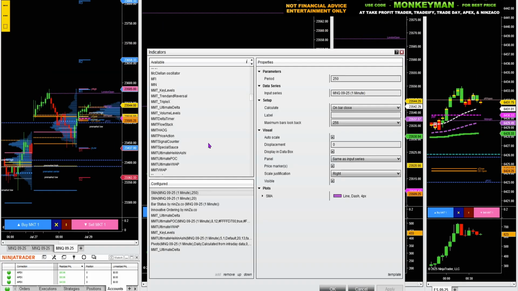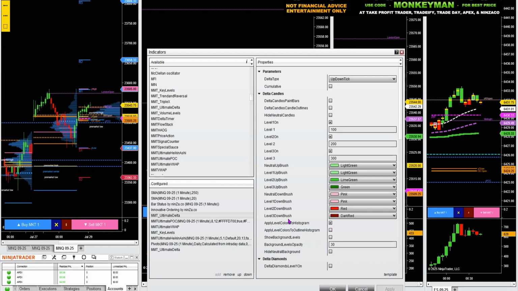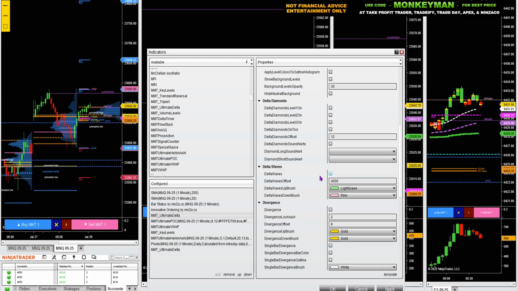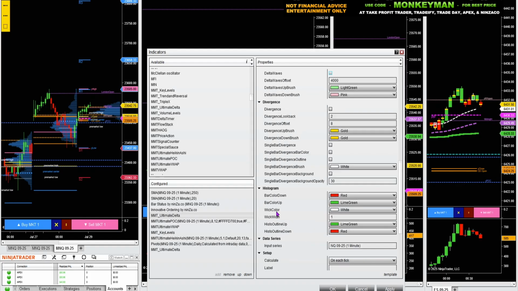So here are the chart settings for the 1 minute chart. I've got a 250 SMA, a 20 SMA. I've got the ultimate delta on the chart, levels 100, 200, and 300. This is in per bar mode. Don't need those delta waves on. I've got the wick color set to white so I can see it on the black background. Then I've got an input series of the regular NQ. I've also got another instance of the MMT ultimate delta on the chart. This is just painting the single bar divergence outlines.